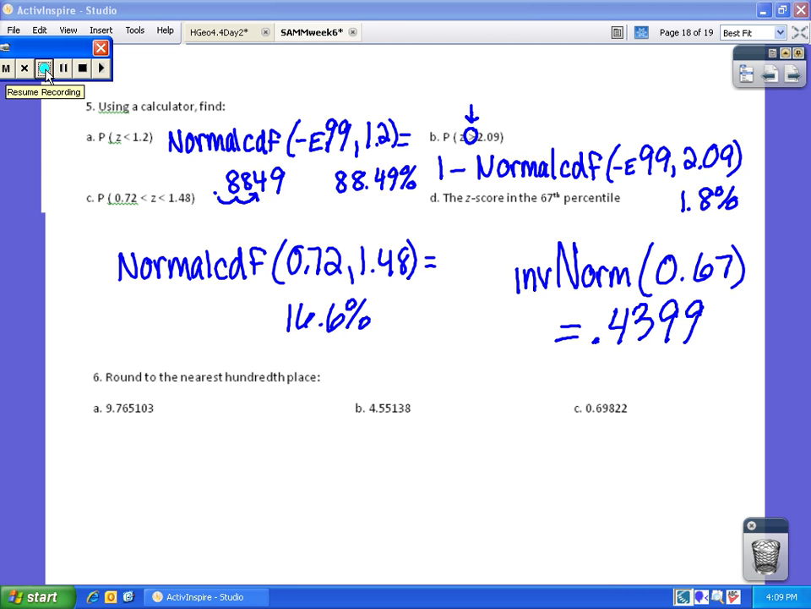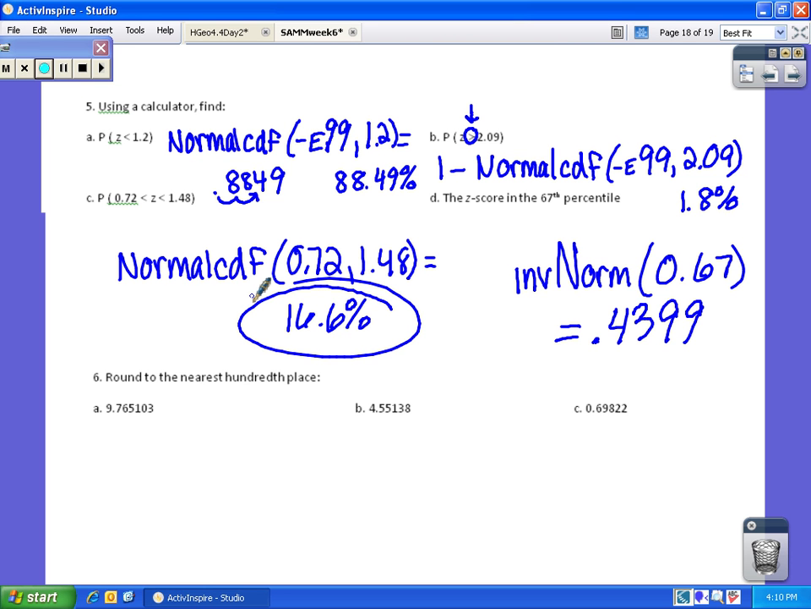For part C, I got 16.6%. And for part D, I got 0.4399, or you can round that to 0.44. Remember, for part D, this is a z-score, not a percent. So don't try to tell me that it's 43.99%. It's a z-score.